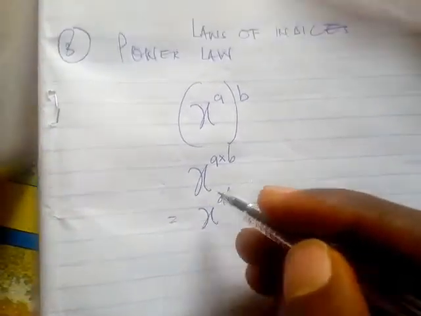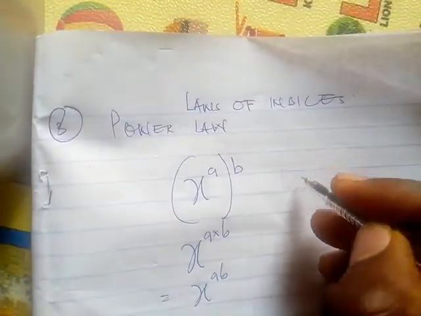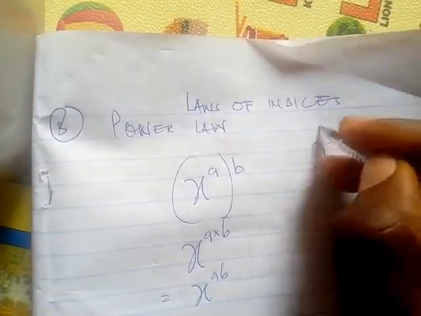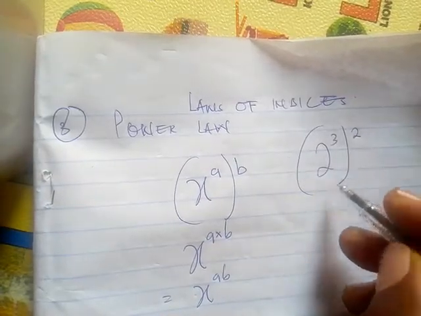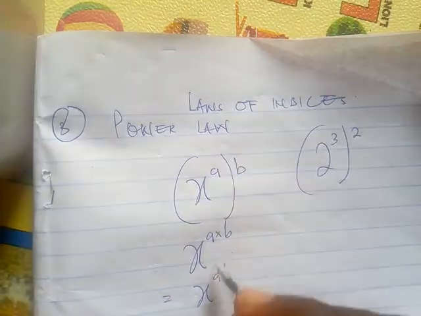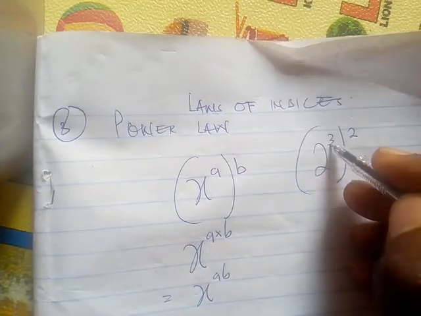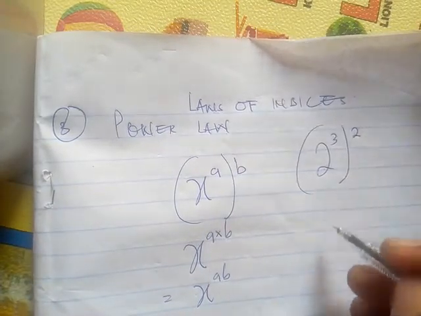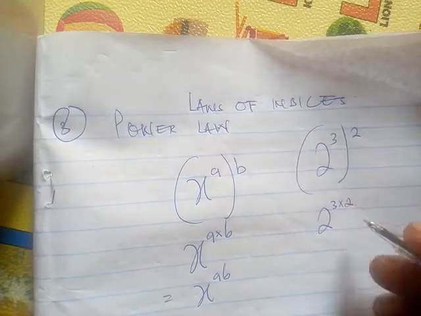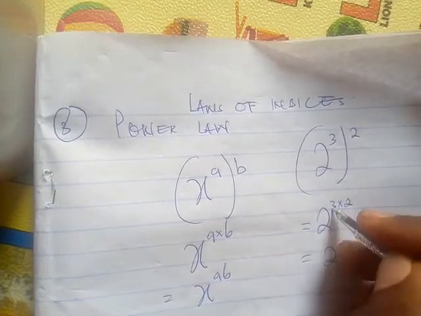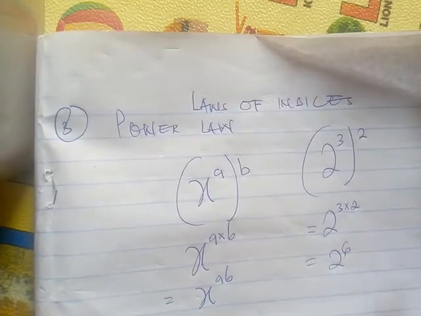For questions on this, if you have 2 raised to the power of 3, then raised to the power of 2, how do you solve it? You follow the same way. So 2 raised to the power of 3 and as well raised to the power of 2. So it becomes 2 raised to the power of 3 times 2. It gives you 2 raised to the power 6. As simple as that.